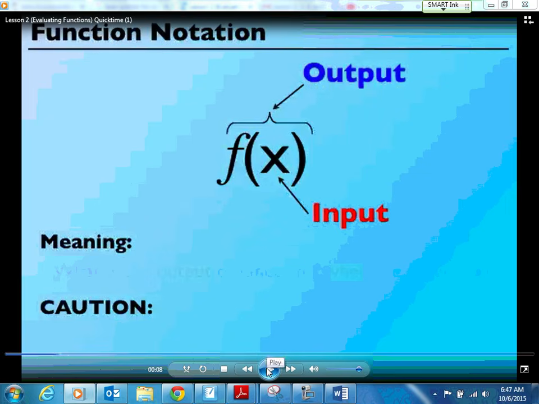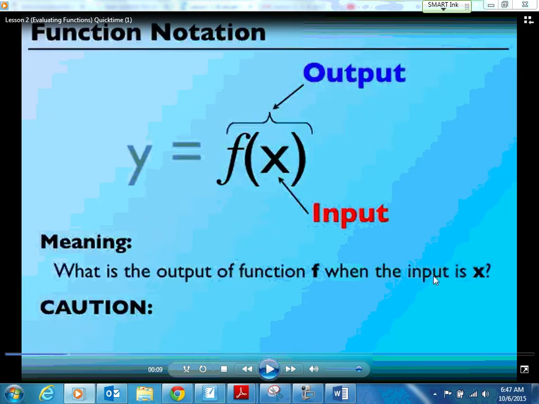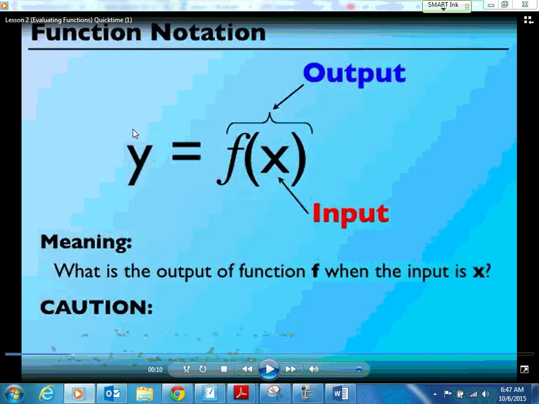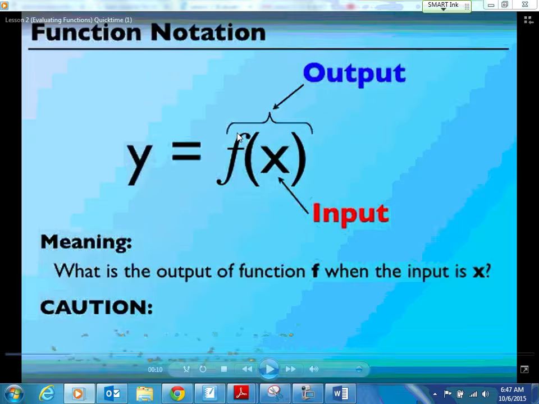So here's some words we can write down. This means what is the output of the function f? What do we get? Output. Remember, we're using the words input and output a lot and thinking about this as a machine. What is the output of the function f when the input is x? And this is similar to what you've seen always before. We said y equals, but now we're going to be using function notation a lot more. It's just a lot more descriptive, and I think makes a lot more sense.